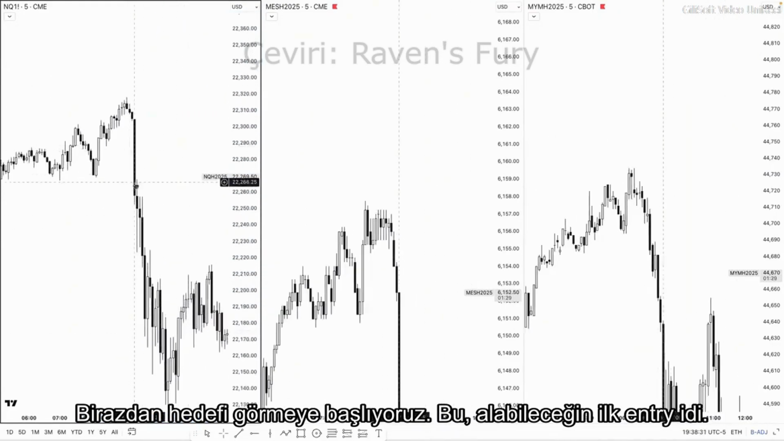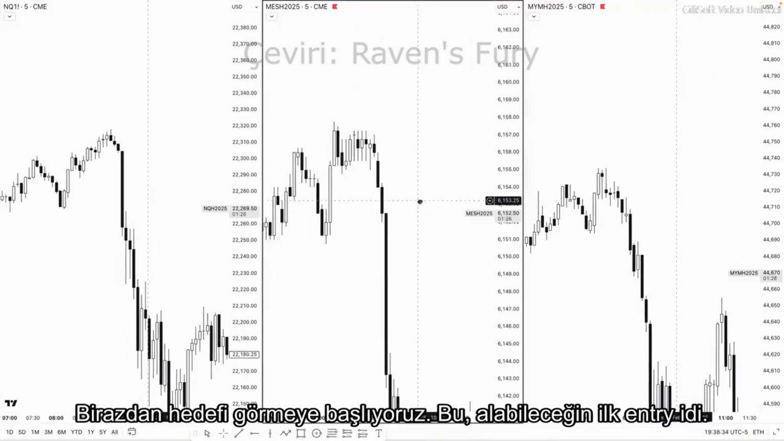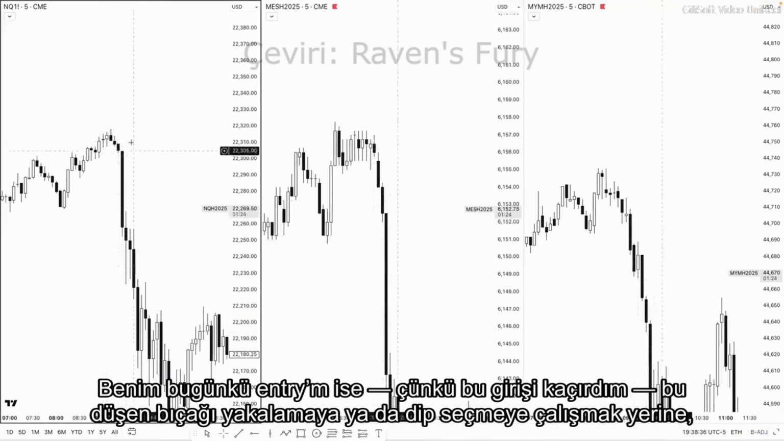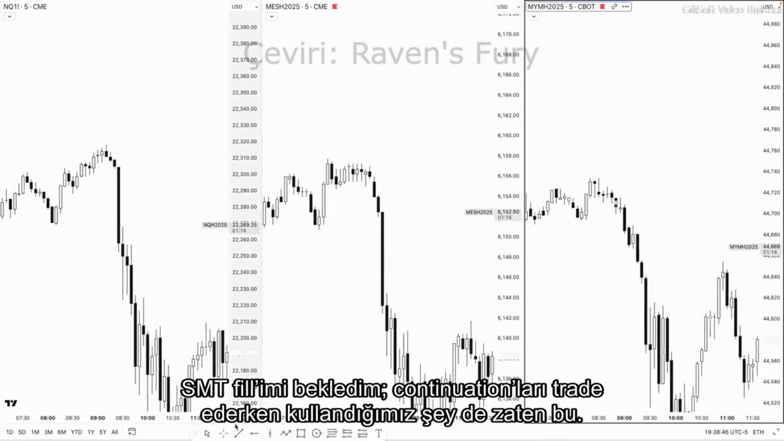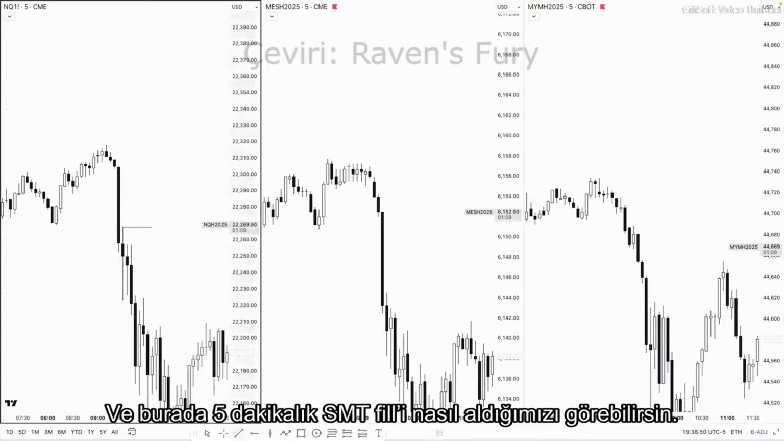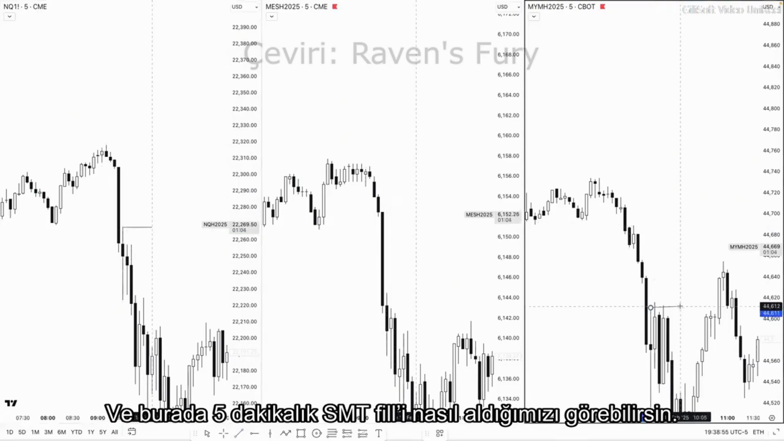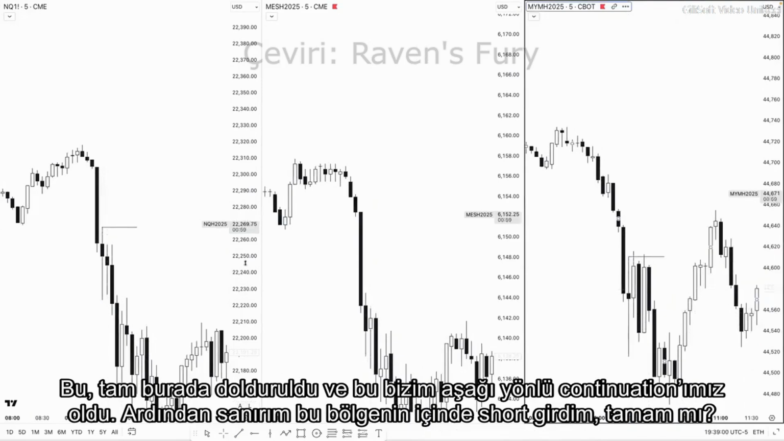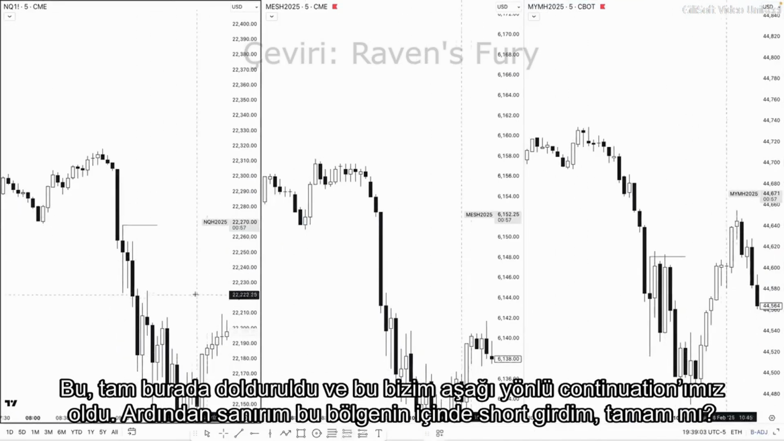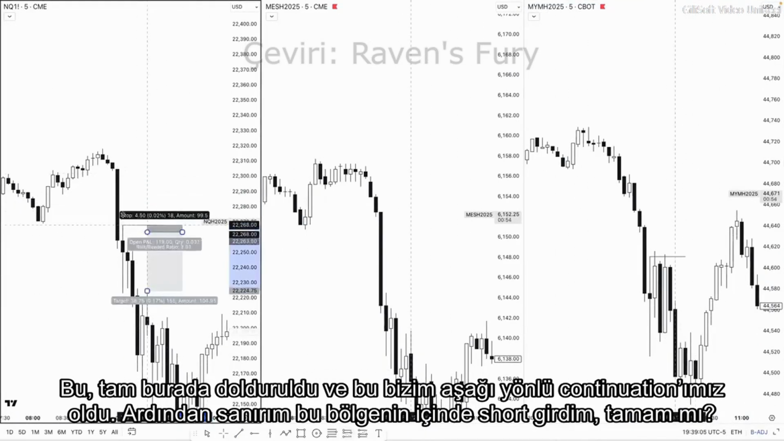That was the first entry that you could have taken. My entry for today, because I missed this entry, instead of catching this falling knife and trying to pick a bottom, I waited for my SMT fill, which is what we use to trade continuations. And you can see how we have this 5-minute SMT fill with this value up here. And this was our continuation to go lower. And then I believe I shorted within here. Okay.